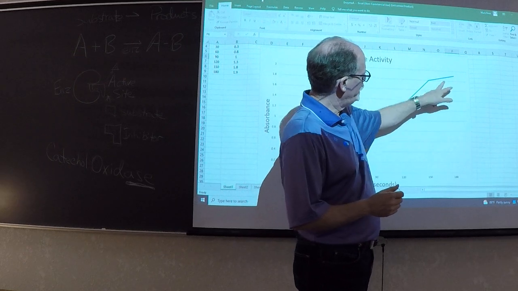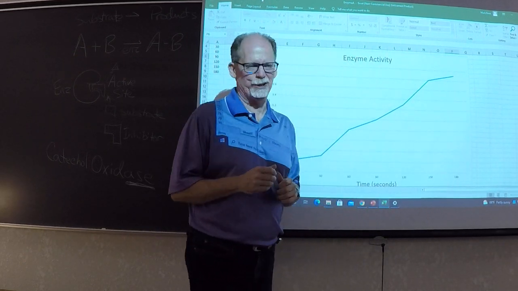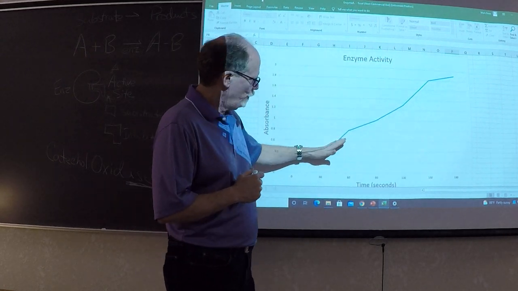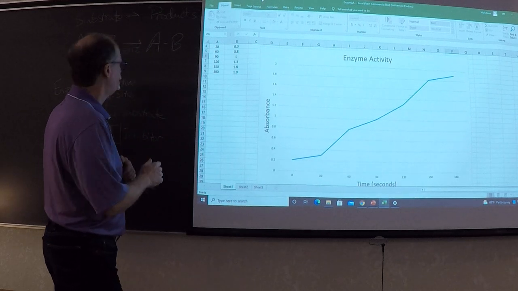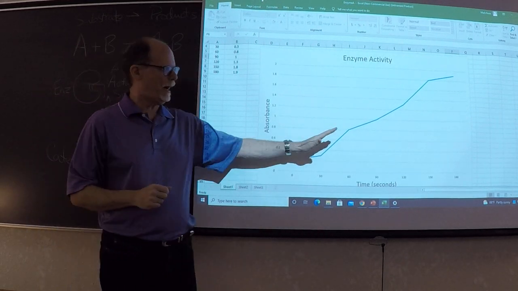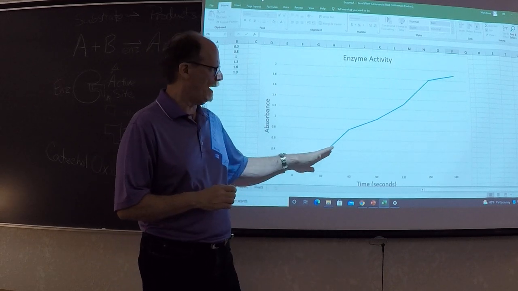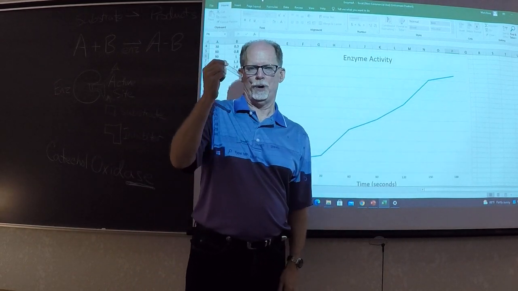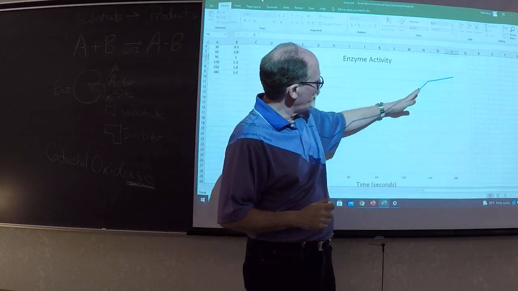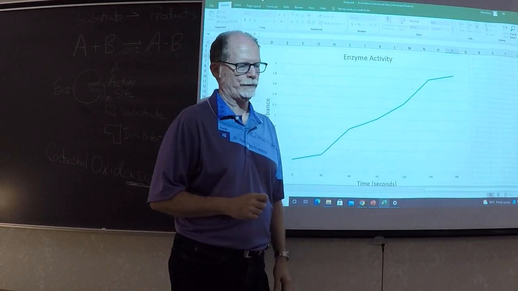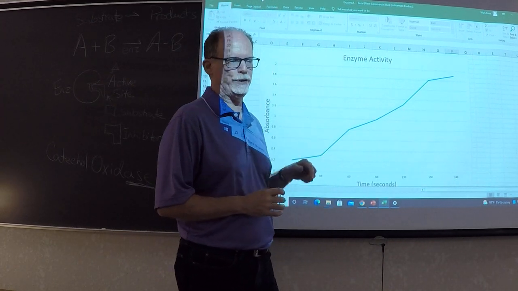Then from 150 to 180 seconds, the brown color doesn't change much. But we are measuring absorbance. This is direct. What that means is we are making the product BQ, or benzoquinone. The darker brown this gets, the more product is made. So we're showing enzyme activity increasing for a 3-minute period. That's what this graph is showing.